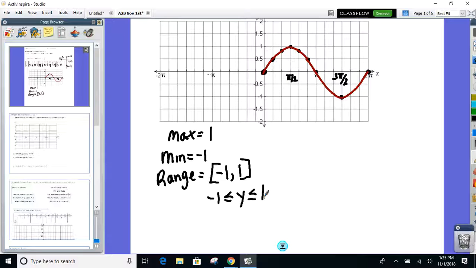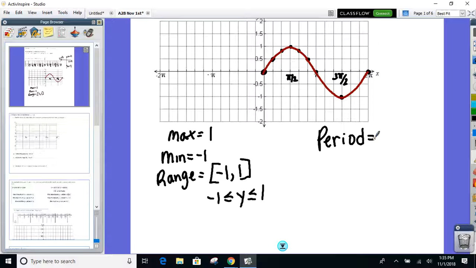All right, I'm going to introduce 2 new words to you right now. Okay, 2 new words. The period. Let me describe it and we'll write it down. The period is how long it takes to make one full cycle on the x-axis. You guys right now are looking at one complete cycle of the sine curve for me.